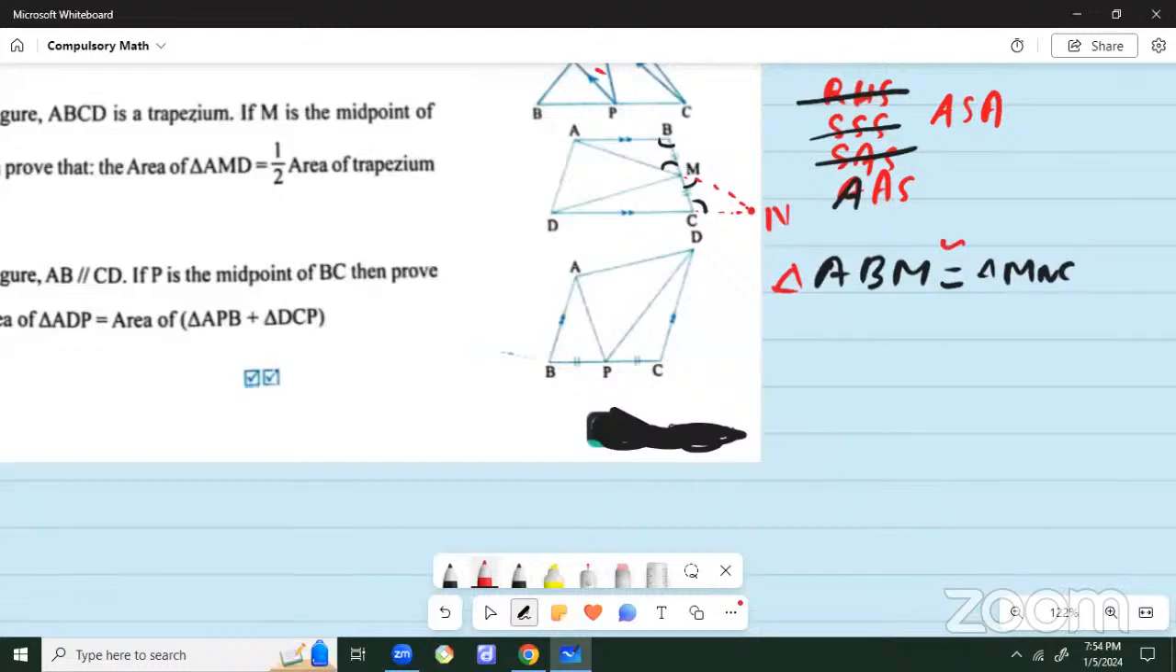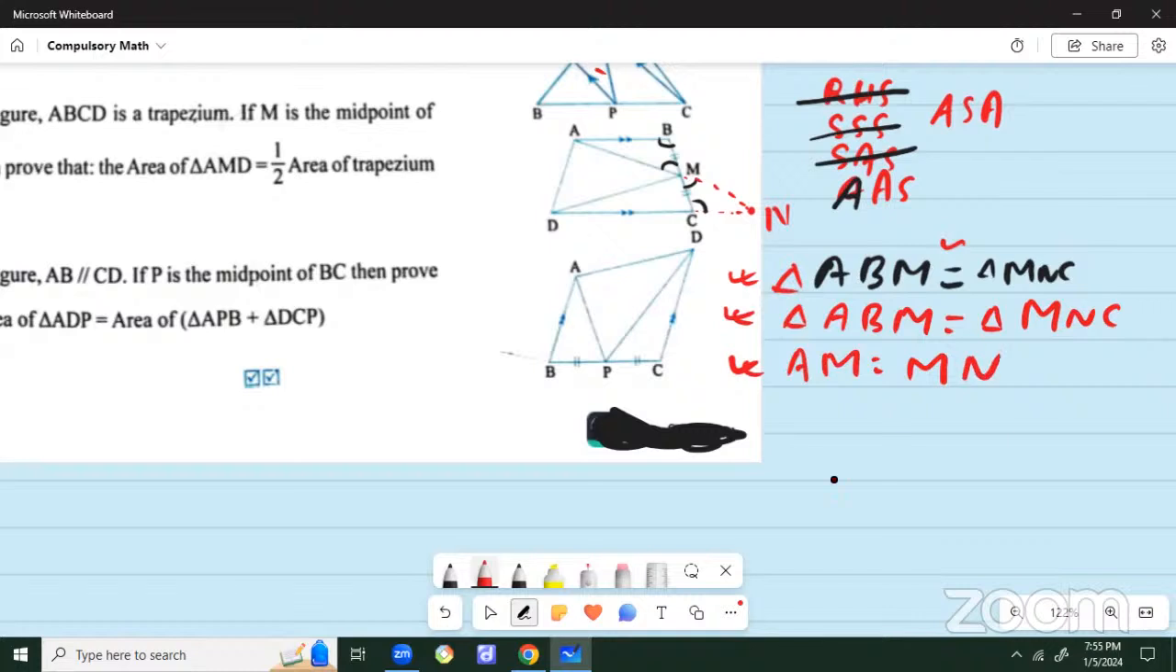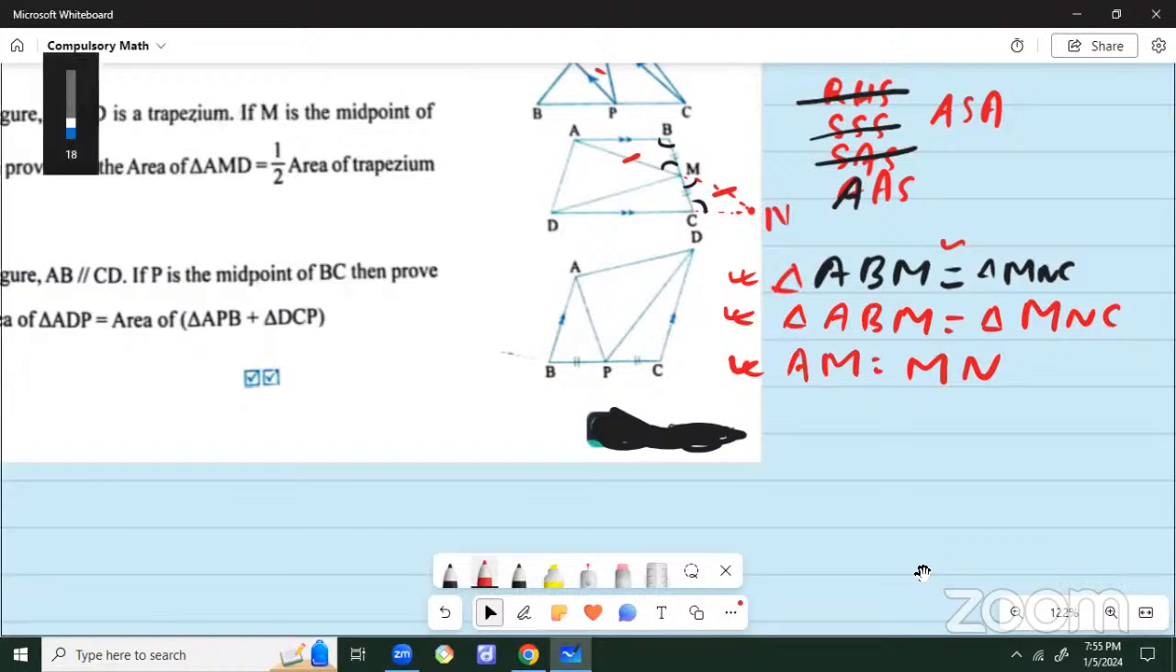After doing so, we will write these two triangles congruent, and after writing that, we can write area of triangle ABM equals area of triangle MNC. After this, can we write AM equals MN? When the triangles are congruent, what happens to the corresponding sides? They are equal. Being corresponding sides of the congruent triangles, they will be equal.